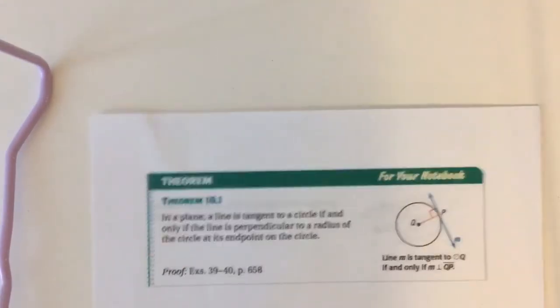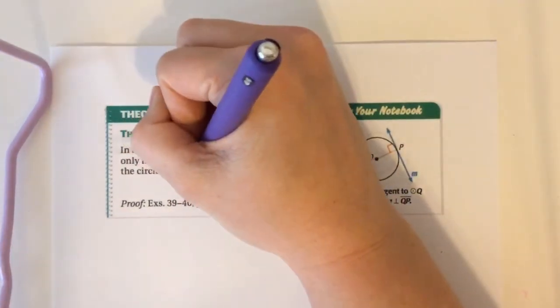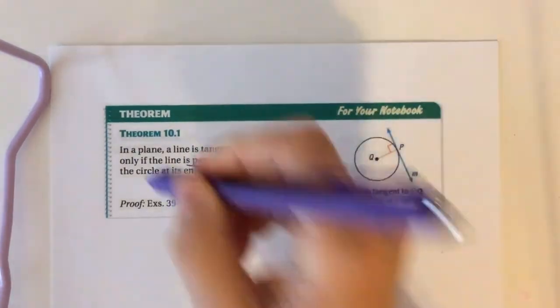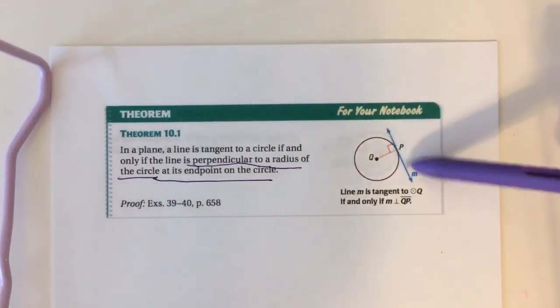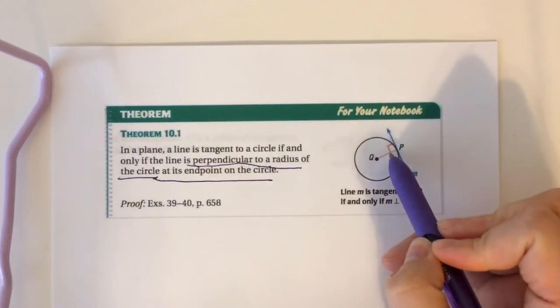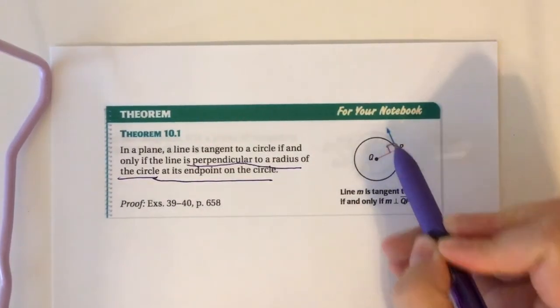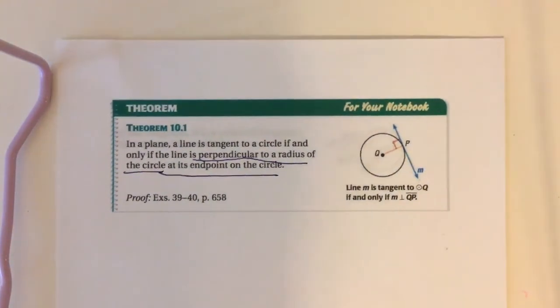So we're going to keep moving forward, and we're going to get into our theorems for this section. Our first theorem here is, in a plane, a line is tangent to a circle if and only if the line is perpendicular to a radius of the circle at its endpoint. So looking at this picture right here, to see if this is actually a point of tangency, we're going to see if this is a 90-degree angle. There are a few different ways that's going to come about, but the most common is we're just going to use the Pythagorean theorem to see if a right triangle is created.